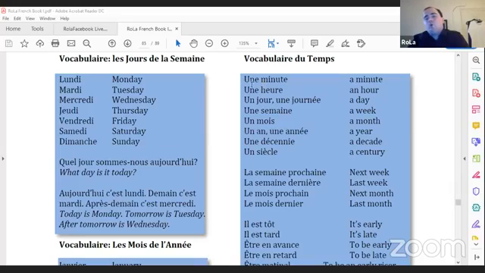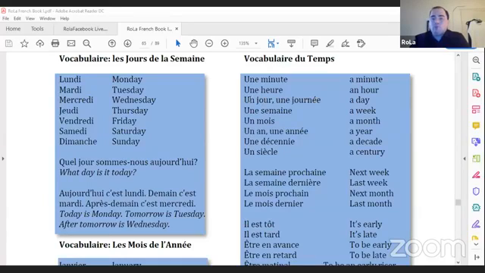Now we have une minute. Notice the une here. Une is an indefinite article in French, meaning you cannot count it. It's indefinite. Sure, you could say it's 1 minute, 2 minutes, 3 minutes, but une minute means a minute. We have une heure, it's not specified. Une heure, an hour.